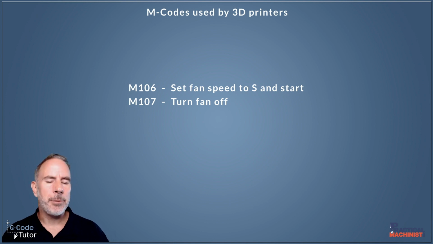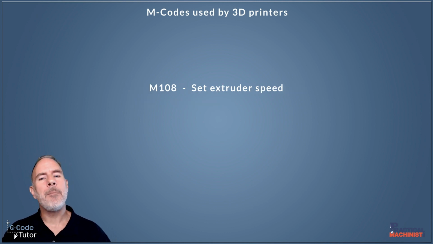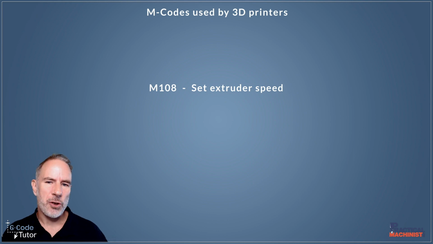Now with 3D printers, of course, we are adding material and not taking it away as we do with CNC. So we have an extruder with that plastic in there that melts as it comes through the extruder and goes onto our heated bed. Well, M108 would set our extruder speed. This is also defined by an S value. So we set the speed that the material leaves the extruder with M108. So we might often have to play around with this to get the extruding speed correct for our part.